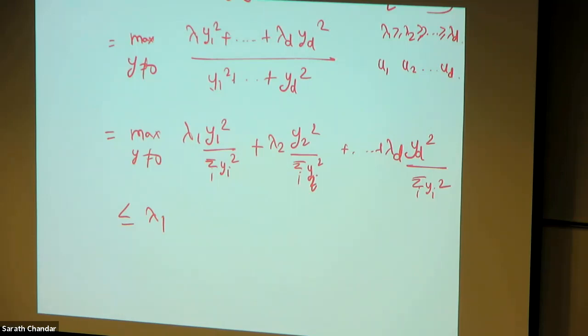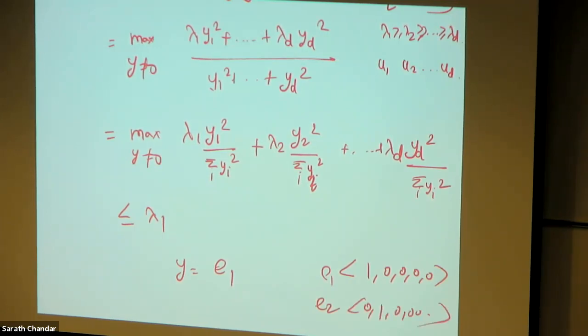When y has 0 everywhere except for the first component. Yes. When y has 0 everywhere except for the first one, right? So in other words, when y is equal to E1. E1 is an identity vector. If you have seen this in a matrix course or linear algebra course, E1 is basically a fancy way of saying 1, 0, 0, 0. So E2 is 0, 1, 0, 0, 0. So when y is equal to E1, then the maximum value that we could get is going to be lambda 1.